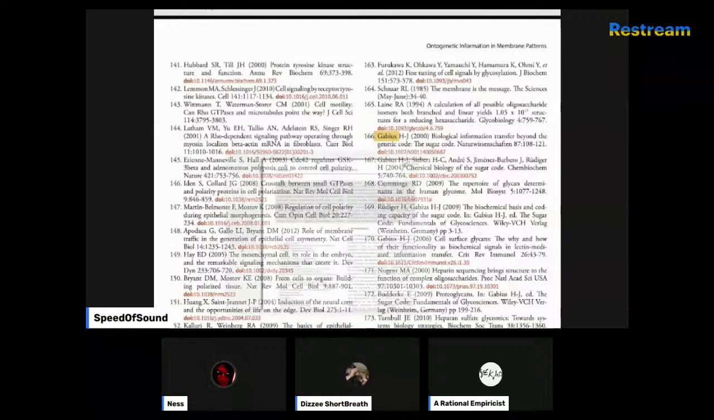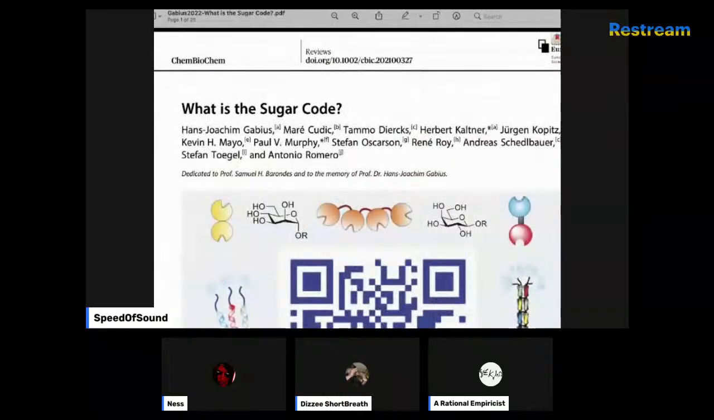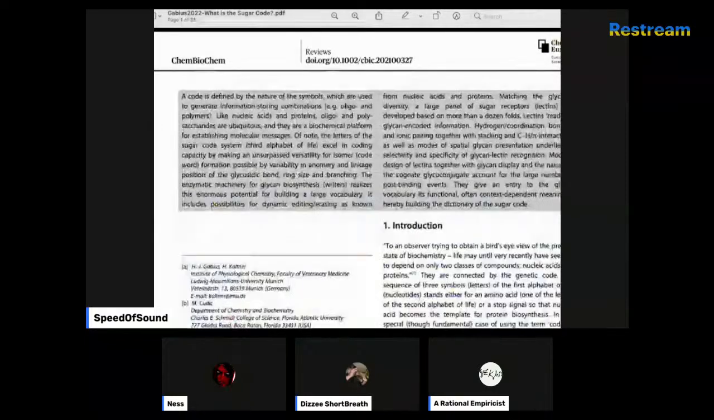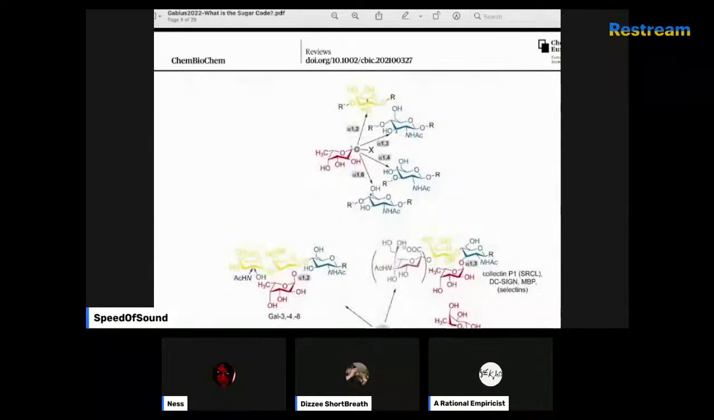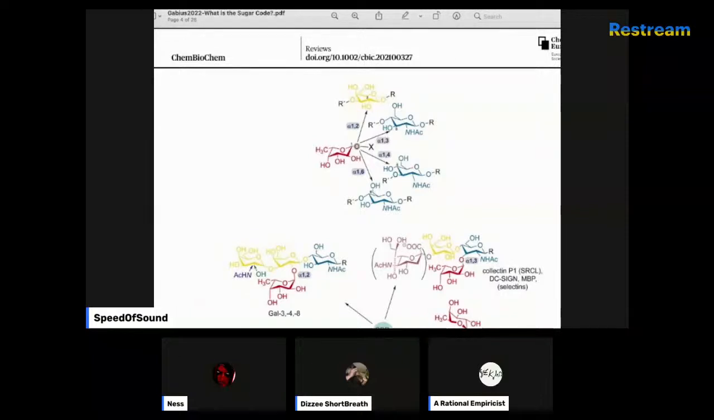Gabius wrote a number of papers. Okay, this is Gabius's "What is the sugar code?" This is from 2022, but he's written a number of papers on the sugar code. Yeah, they do legitimately call it a sugar code. Here's a really pretty picture of all the modifications, and you can see that the sugars are very complex. But the effect that these sugar codes have on things is not as detailed and as machine-like as they would like to think, right?